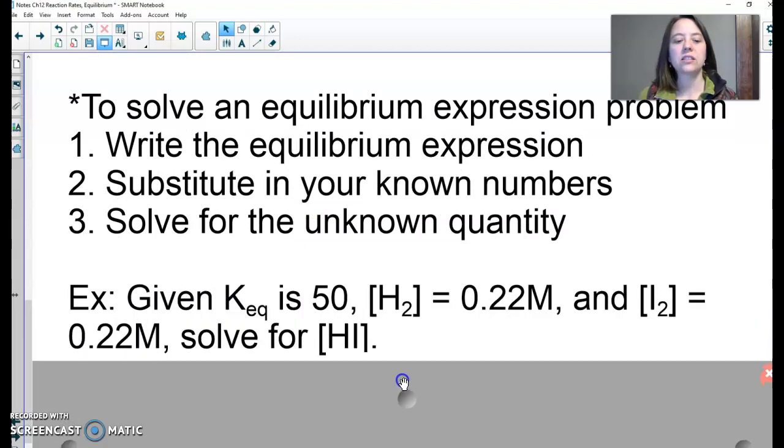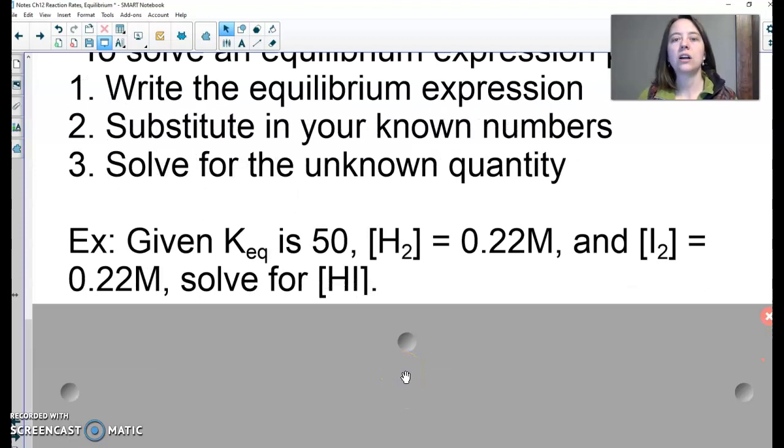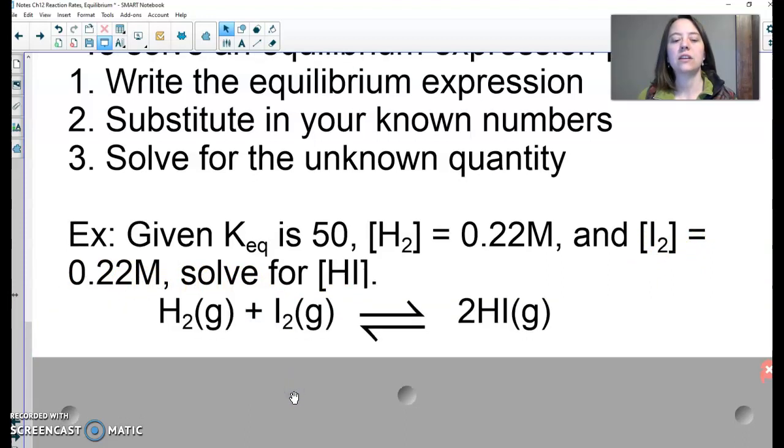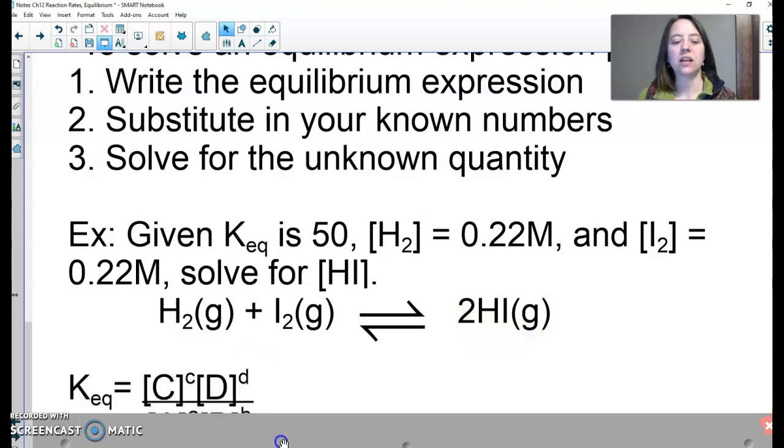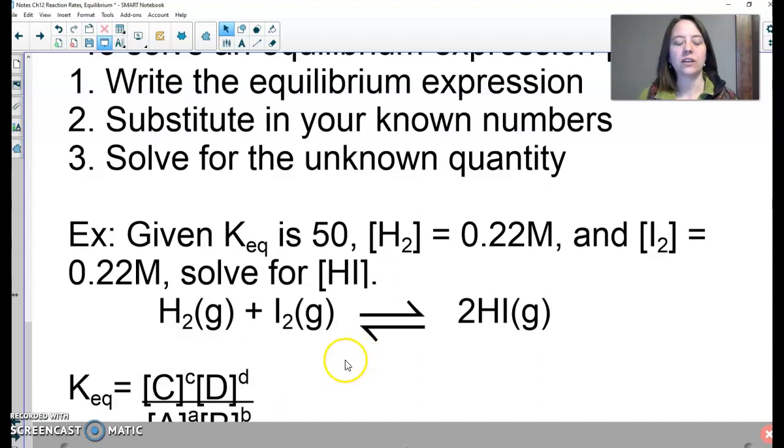So please write this down. Given our equilibrium constant, KEQ, is 50, and the molarity of hydrogen is 0.22 molar, and the molarity of iodine is 0.22 molar, solve for HI given this equation. Hydrogen gas reacts with iodine gas in a reversible reaction to form 2 moles of hydrogen iodide gas. So please write that down, and then let's work on solving it.